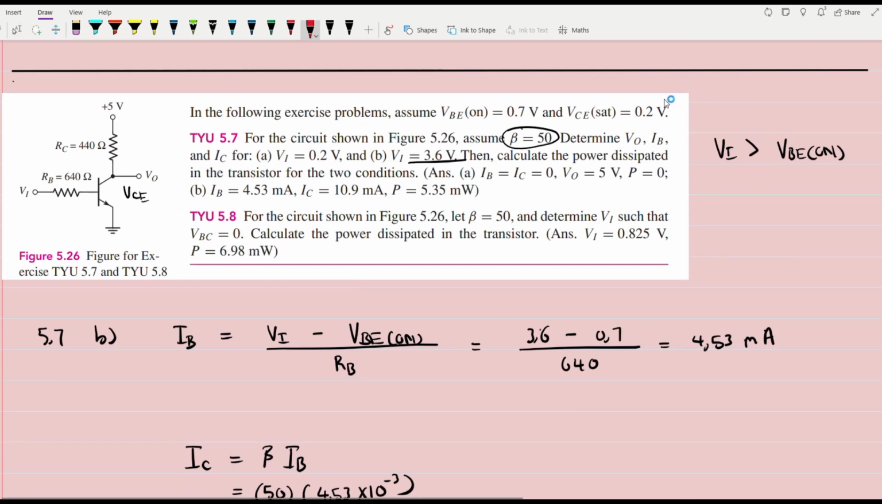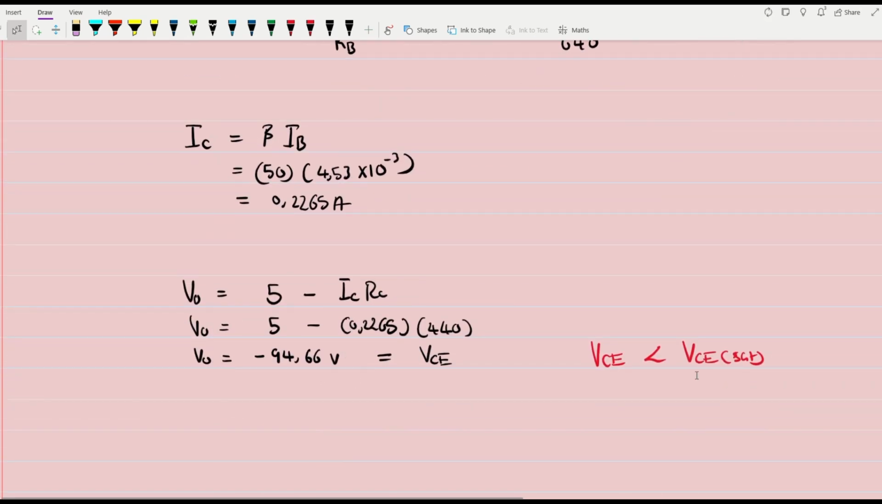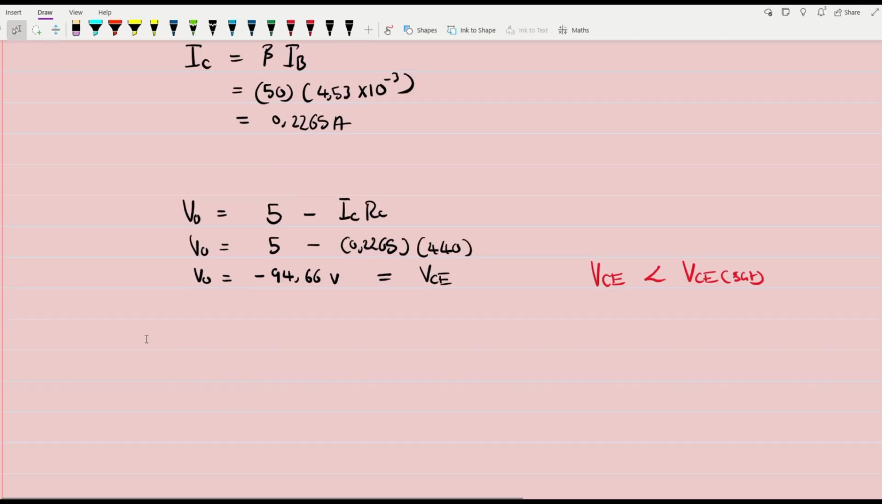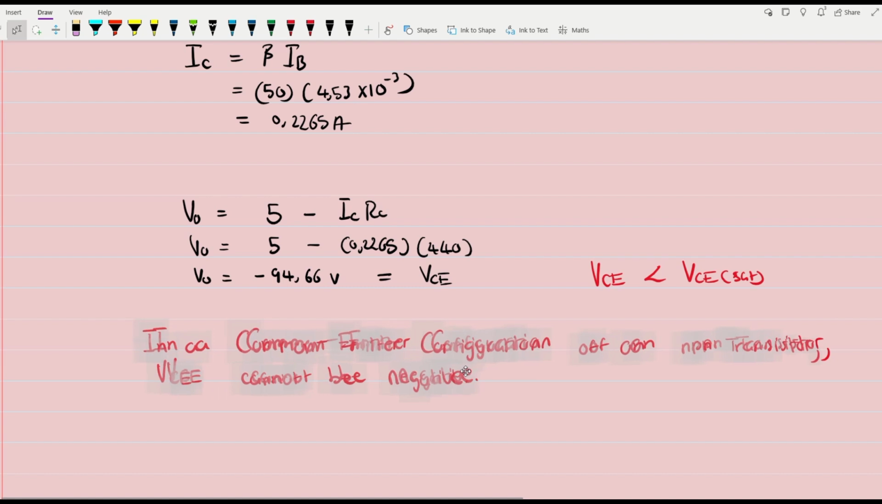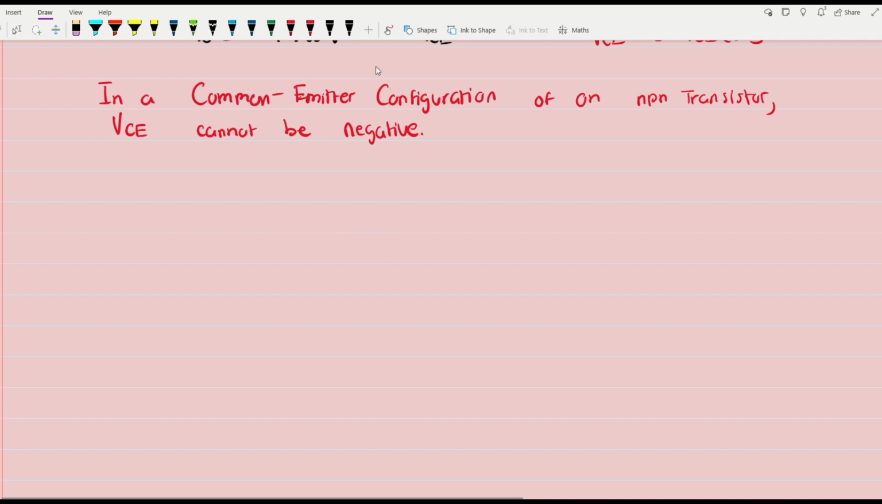Right here, VCE saturated, which is 0.2 volts, and what we just calculated is less than VCE saturated because it's negative 94.66 volts. What we have to note is that in a common emitter configuration of an NPN transistor, VCE cannot be negative. So this means that the IC we calculated was wrong, and now we have to recalculate IC.